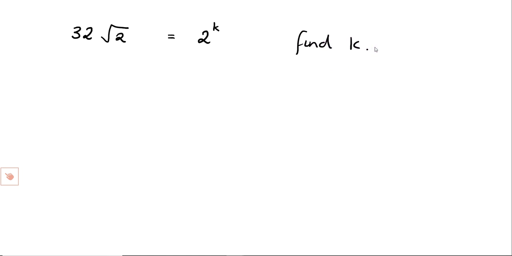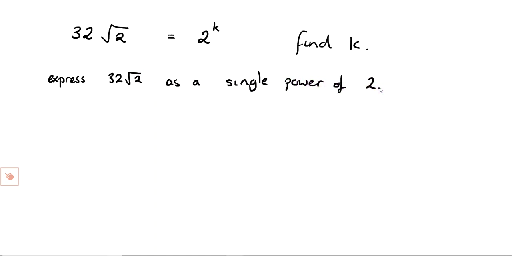If I gave you that as a question, would you know what it was asking you to do? The way it's written in the book is to say, express 32 root 2 as a single power of 2. It's the long-winded way of saying it, sort of a less exam-based one.